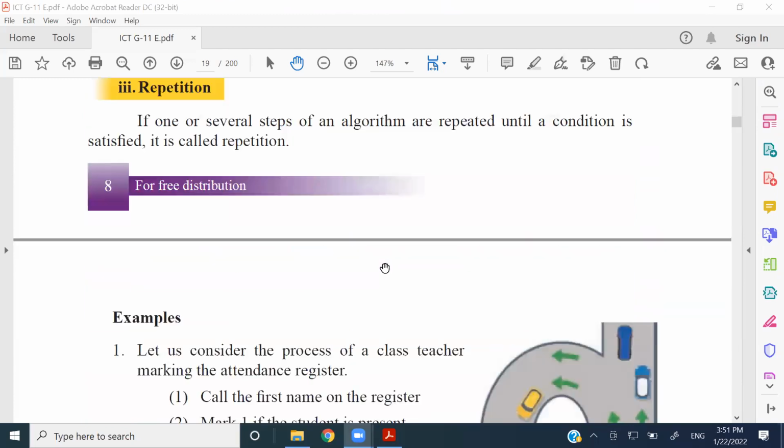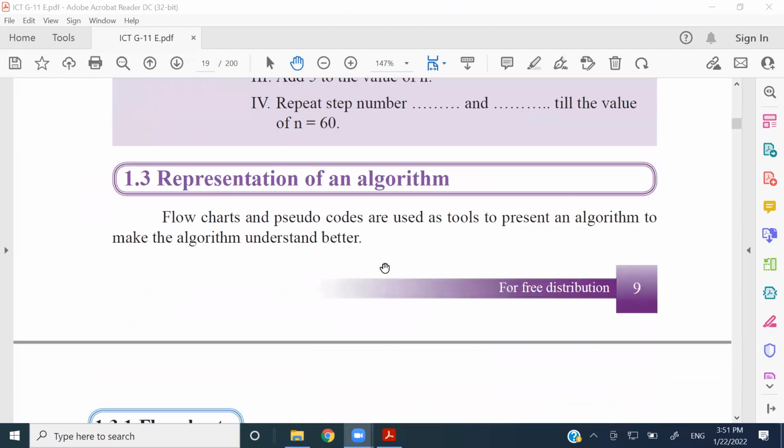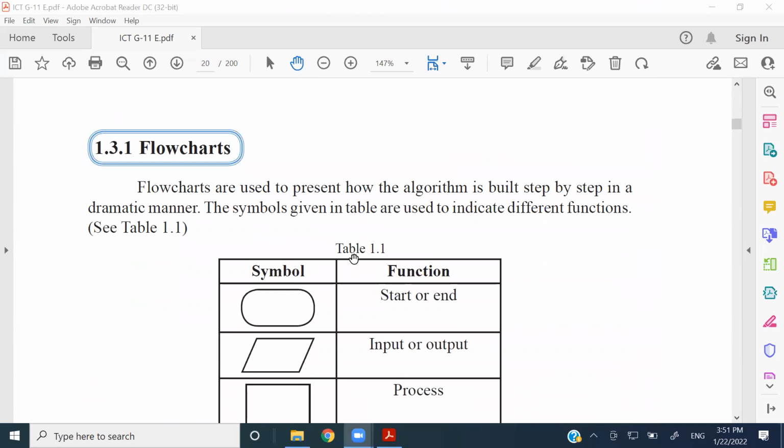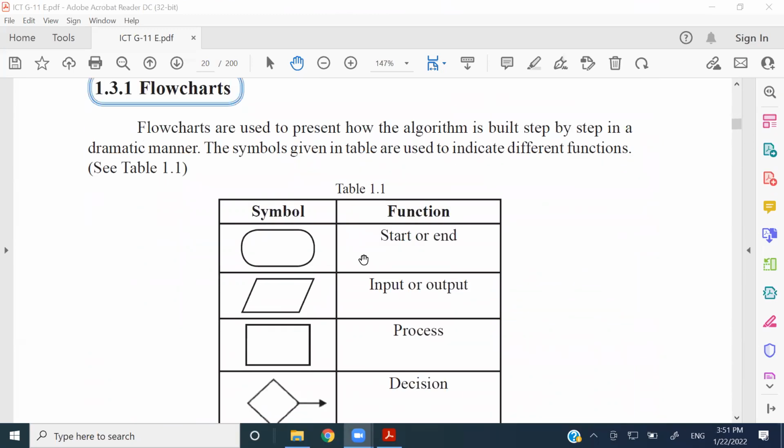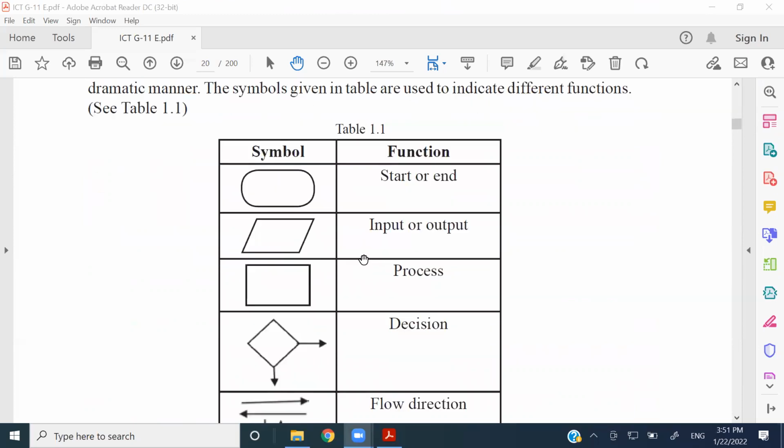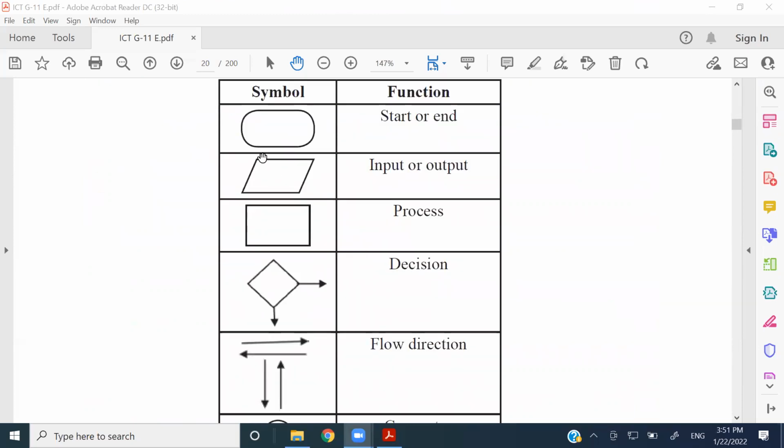So before that, I'm going to show you the symbols. Right? So these are the symbols that we can use. If you are going to indicate a start or an end of a particular algorithm, every algorithm has a start and has an end, right? We indicate it using this oval shape, right? This is kind of a rounded rectangle, they have said, but it's better you use an oval, to indicate the start or an end, right?